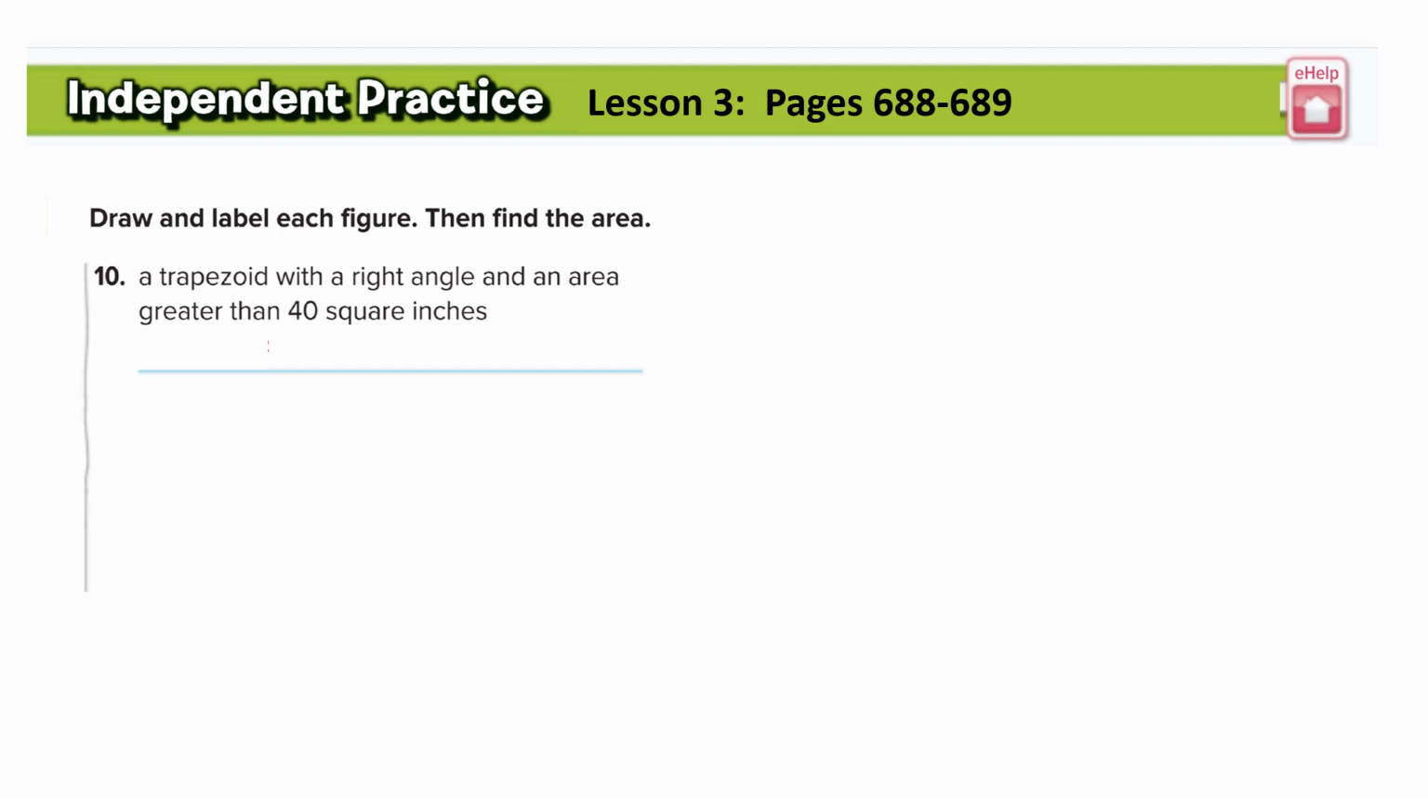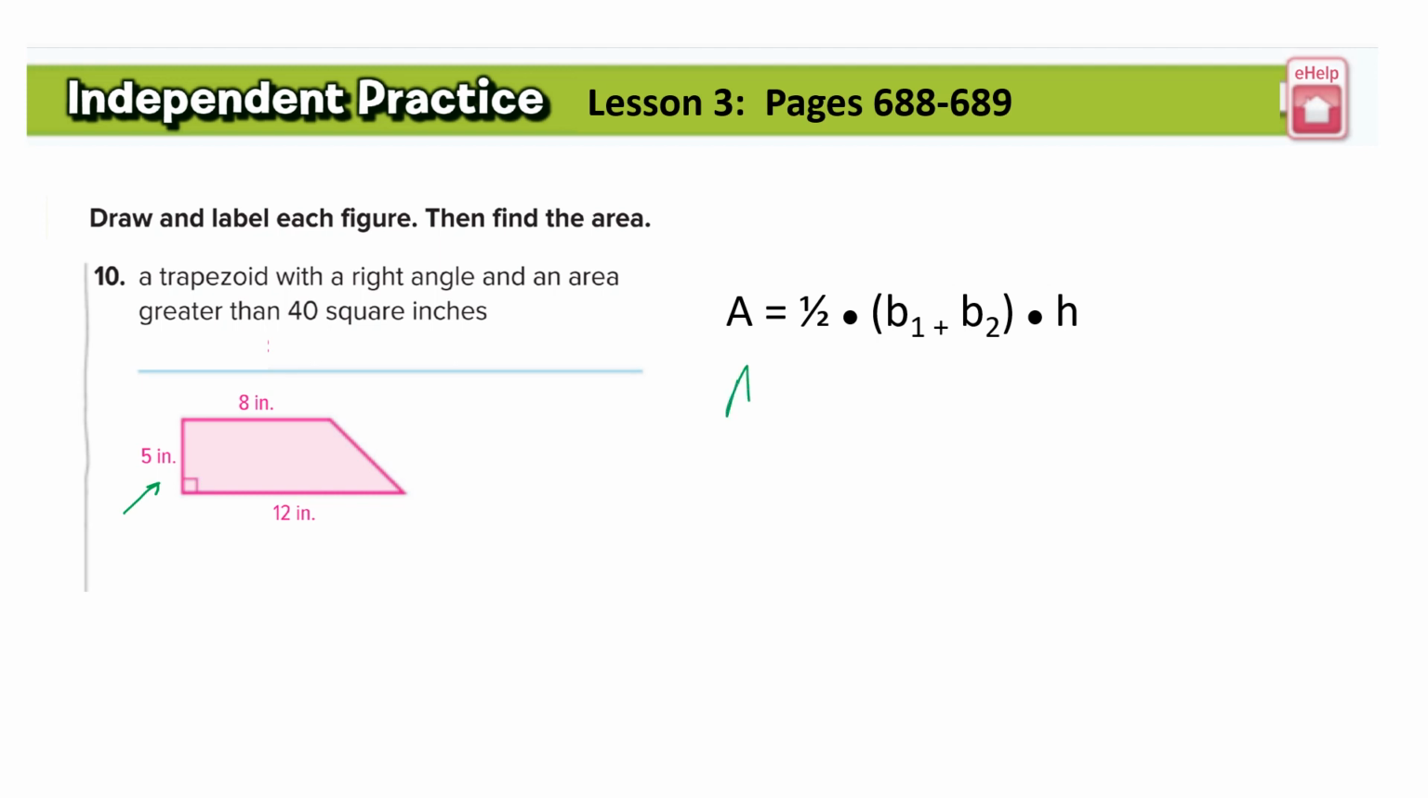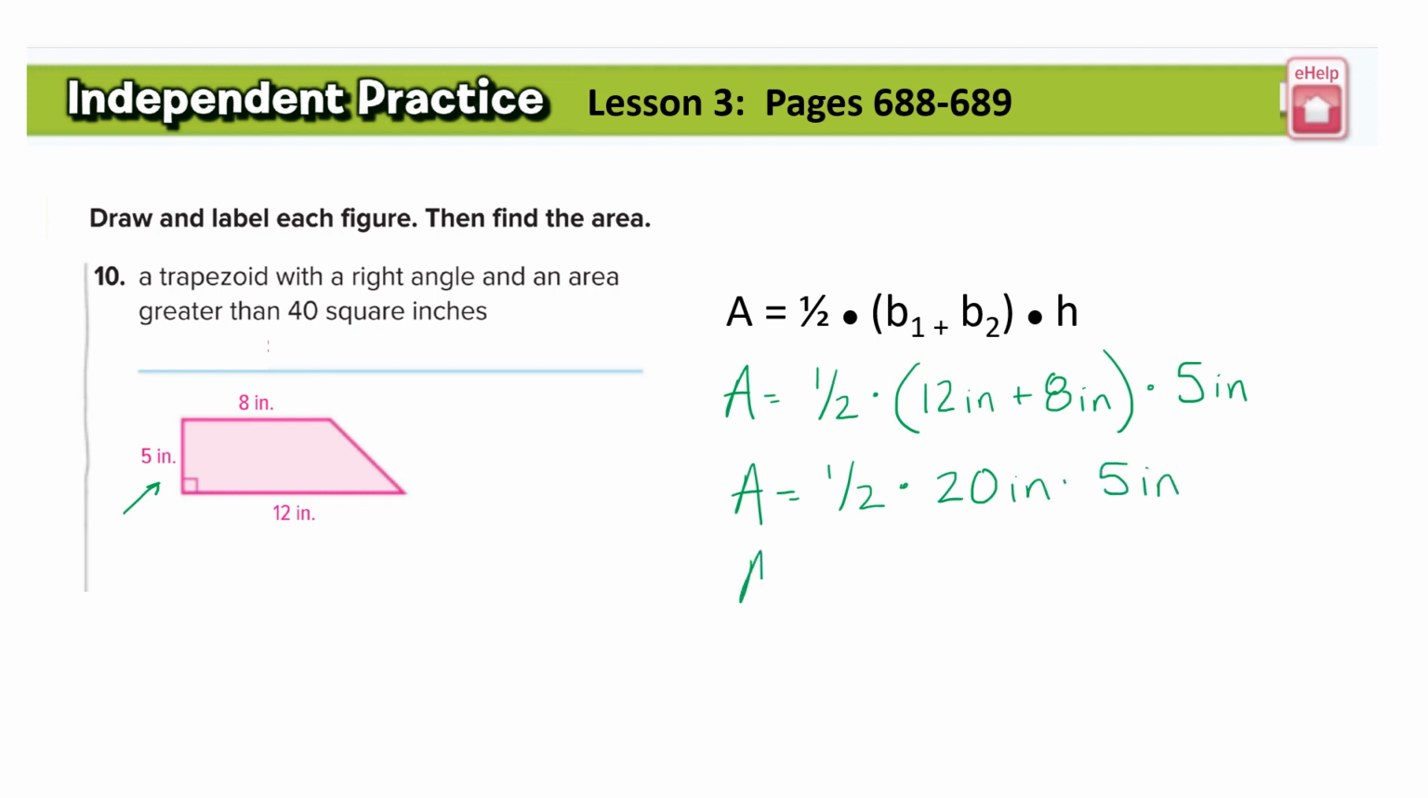Okay. Question number 10. A trapezoid with a right angle and an area greater than 40 square inches. So here's a sample answer. Notice that one of the sides is a right angle. So area equals 1/2 times 12 inches plus 8 inches times 5 inches. Area equals 1/2 times 20 inches times 5 inches. Area equals 10 inches times 5 inches. Area equals 50 inches squared, and that is more than 40 square inches. So there you go.